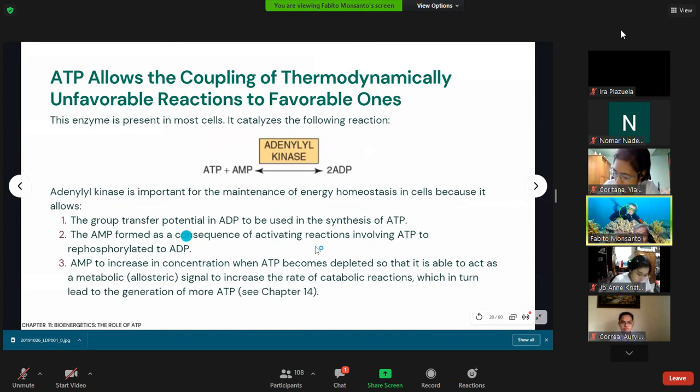AMP forms as a consequence of activating reactions that use ATP, which is rephosphorylated to ADP. AMP increases in concentration when ATP becomes depleted, acting as a metabolic signal to increase the rate of downhill reactions. Downhill or exergonic reactions are catabolic reactions, reactions that produce energy, which in turn lead to the generation of more ATP.